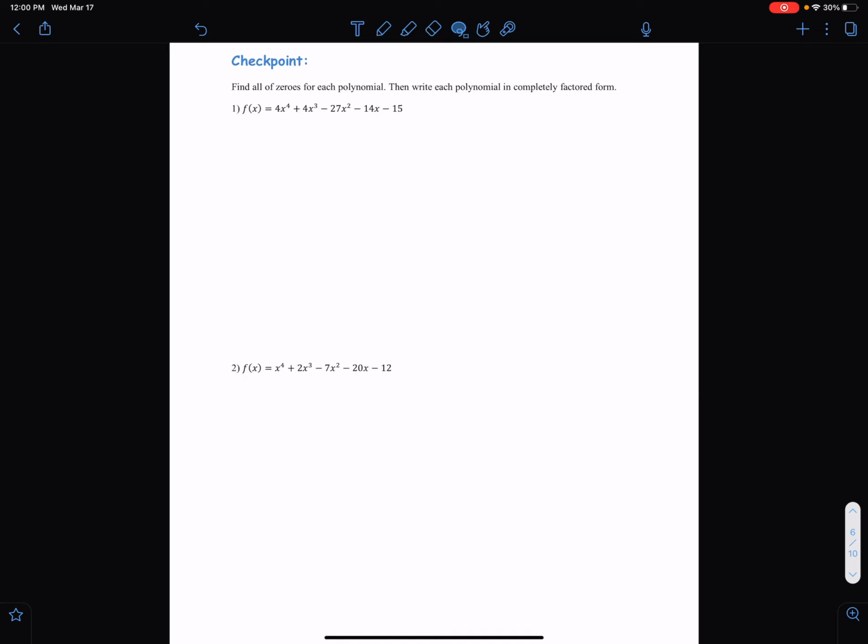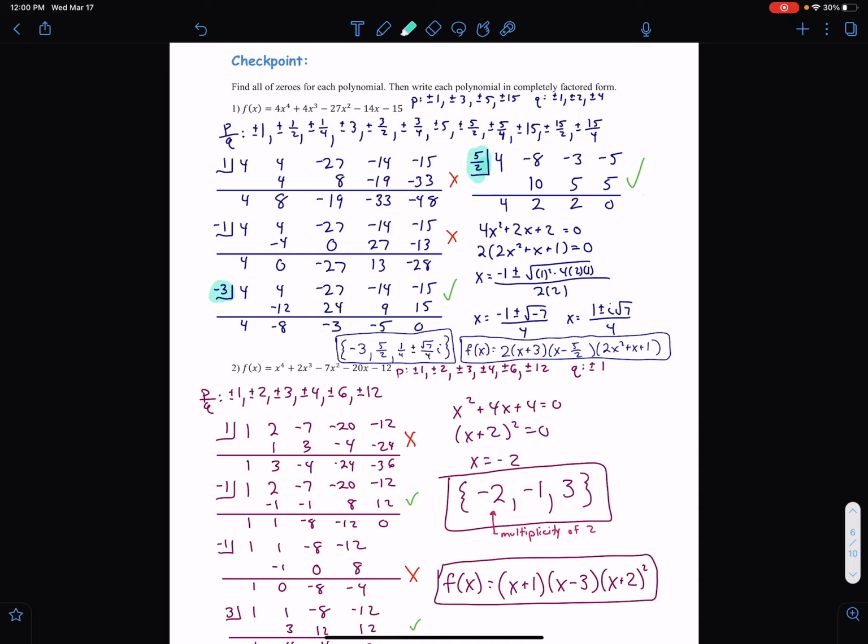So here's what I got for my answers. A lot of work. So 1 and -1 didn't work for number 1, but -3 did. And then it might take you a little bit, but then 5/2 worked for the other 0. So after you get that, we now have a quadratic. And then once you get a quadratic, save some time. Now we can just do the quadratic formula or factor if it's factorable. We had to use the quadratic formula. So here are my answers, and then here's my factored form.